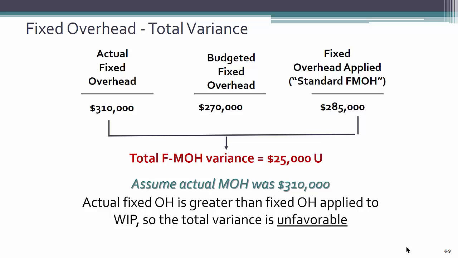But wait, fixed costs are supposed to be $270,000 no matter how much we produce, right? Because they're fixed in total. How come we're not just comparing actual costs to the budget? Well, companies address this issue by breaking the total variance into the budget variance, which is related to spending, and the volume variance, which measures how efficiently the production facility is used.